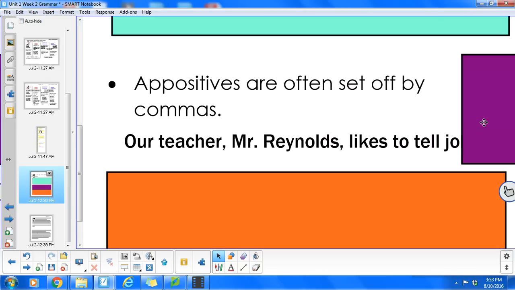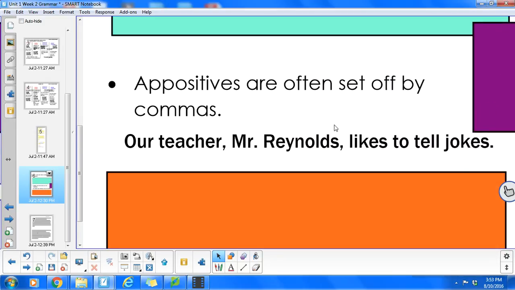Here's another time we might use commas. There are these things when you read called appositives, and appositives give you more information about something in the sentence. Sometimes it gives you definitions. Sometimes it just explains something more. Like in this sentence, I could have, our teacher likes to tell jokes. But I want you to know the name of our teacher. It's Mr. Reynolds. So I put commas around his name. If you see commas around something, you could take that part out of the sentence, and it should still make sense. Our teacher likes to tell jokes. But if you put this appositive in here, it gives you more information.